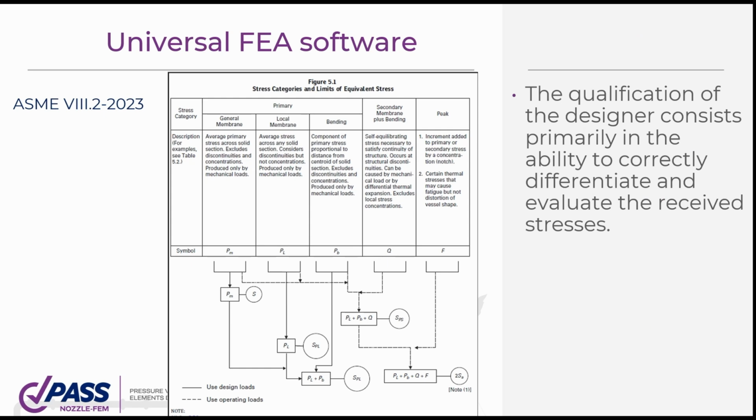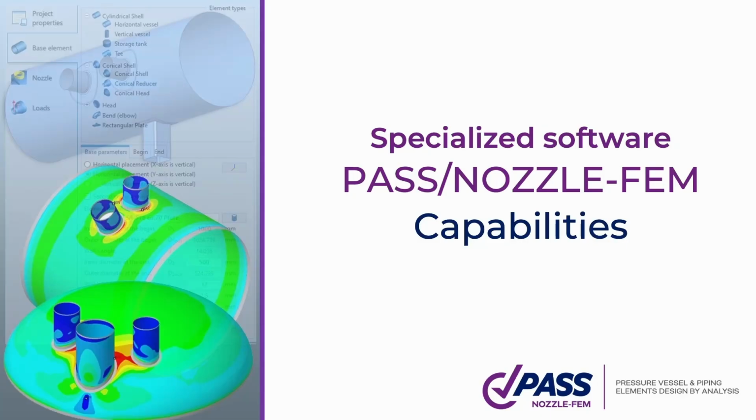In this slide, you can see figure 5.1 from ASME A division 2 with stress categories and limits of equivalent stress.